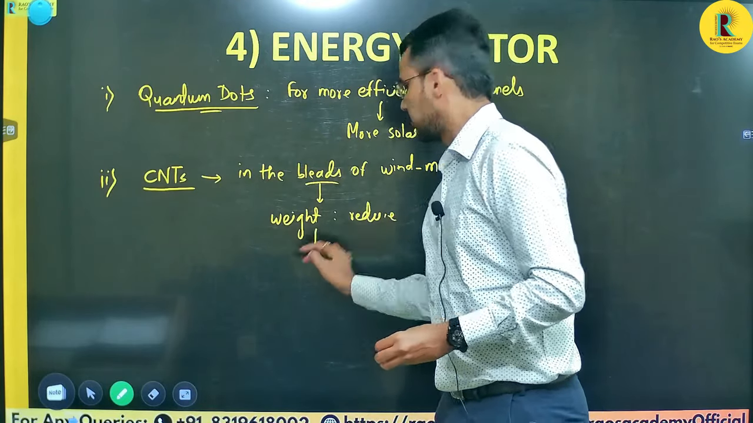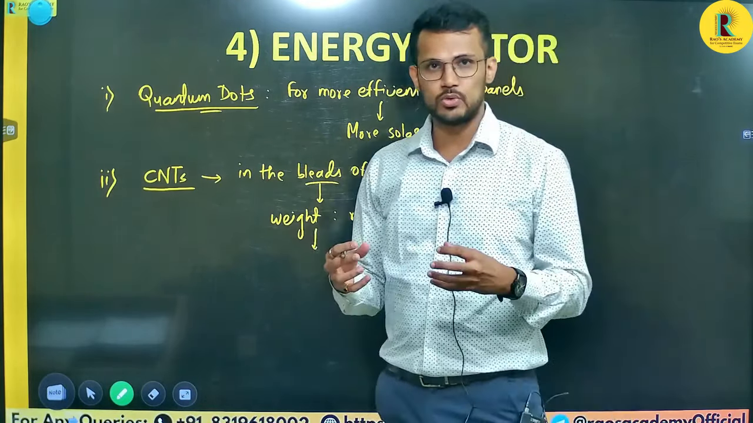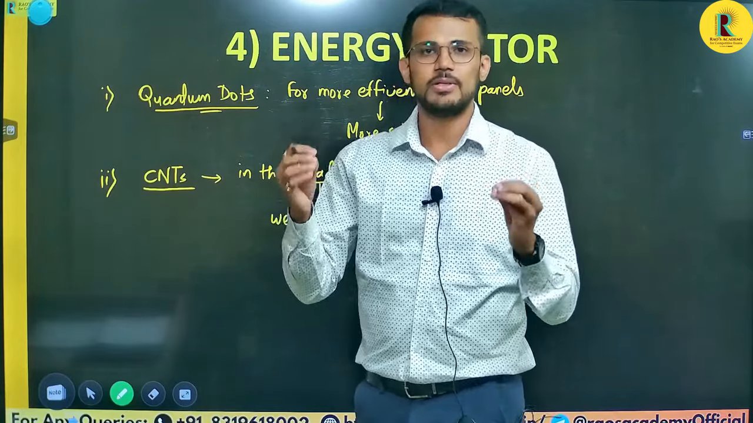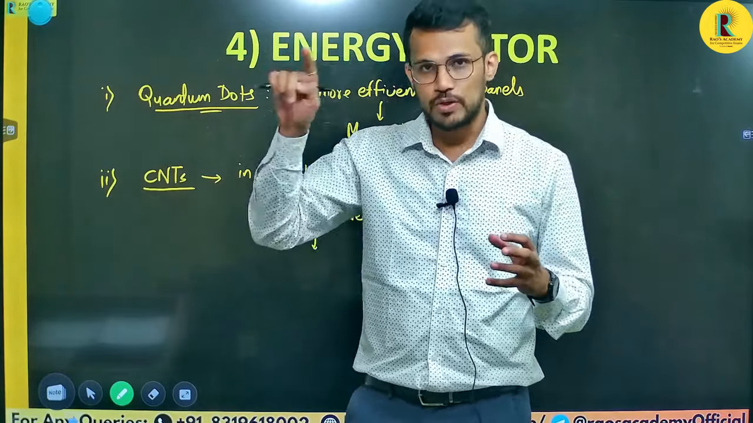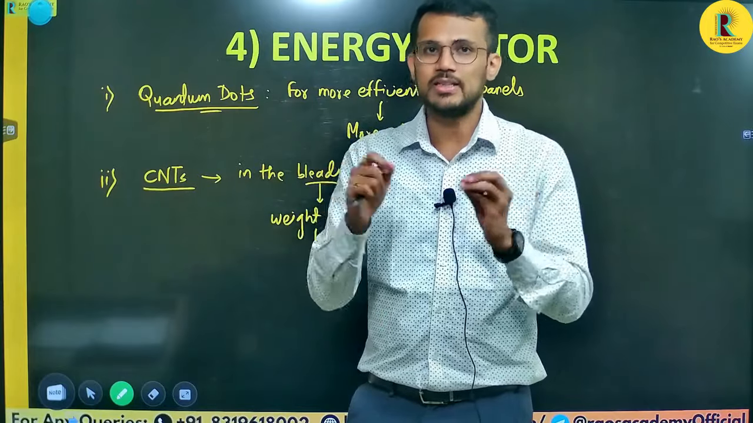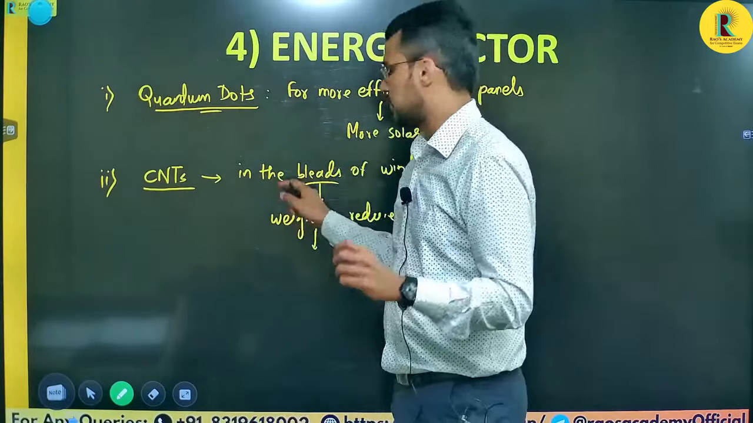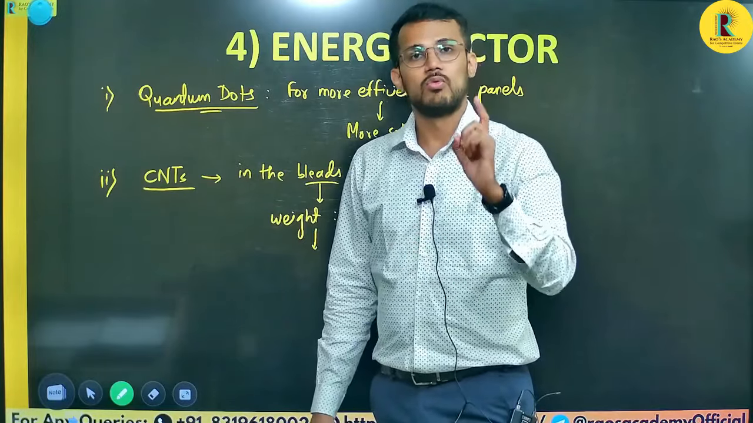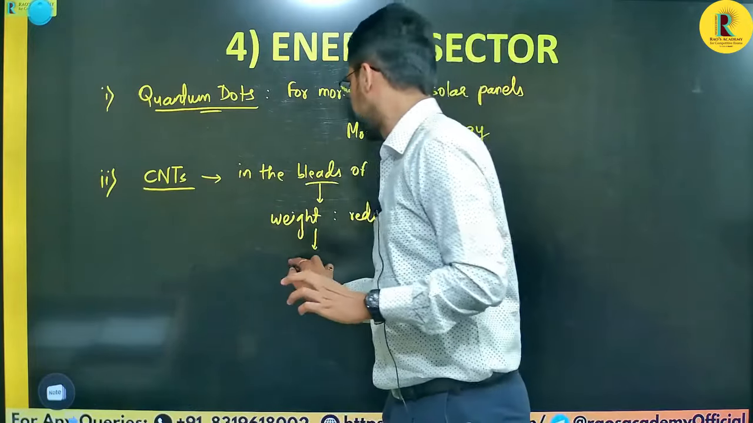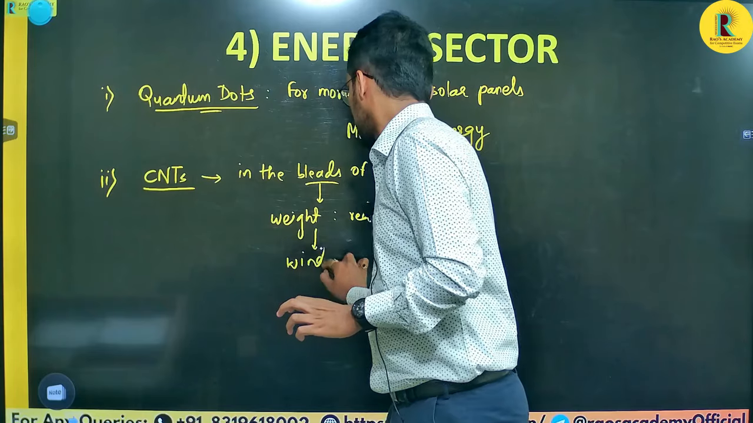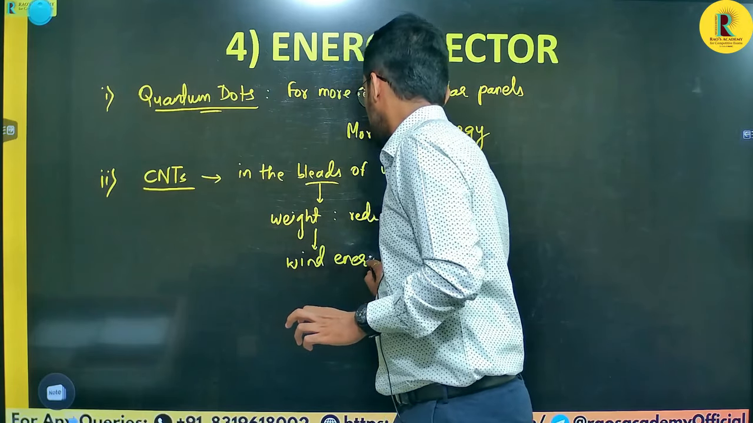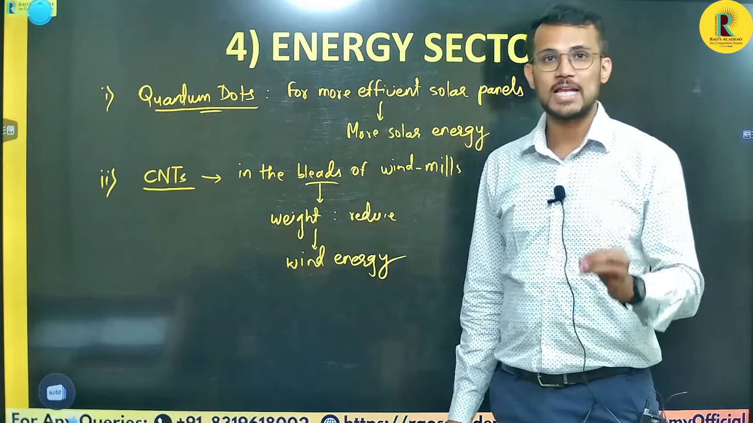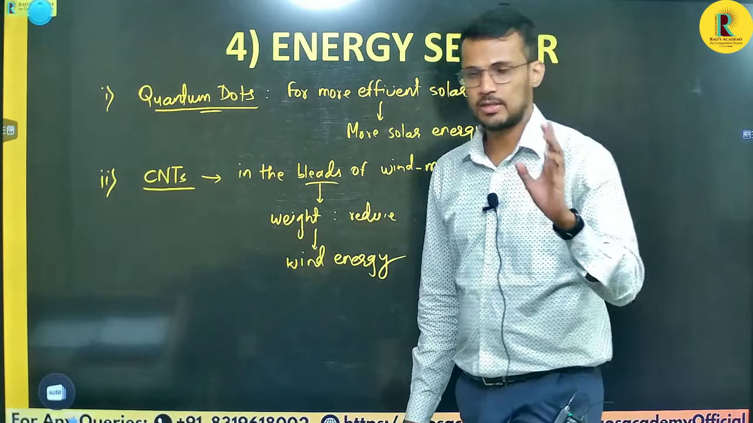And hence, if the weight of blades is reducing, that means even if there is less availability of wind speed, even in that case, these blades which are using carbon nanotubes and have very small weight would be able to produce wind energy. Fine, so that is carbon nanotubes. Clear? Next one.